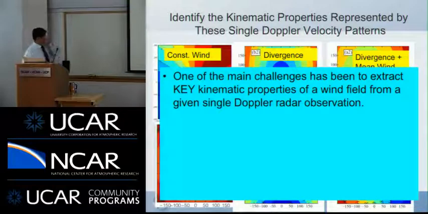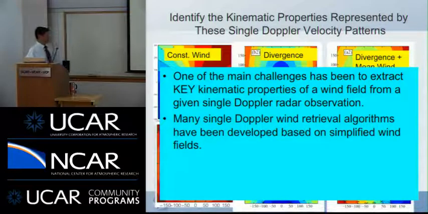So one of the main challenges has been to extract key kinematic properties of a wind field from given single Doppler radar observations. Many single Doppler wind retrieval algorithms have been developed based on simplified wind fields, for example, a linear wind field or a circular wind field and so on.